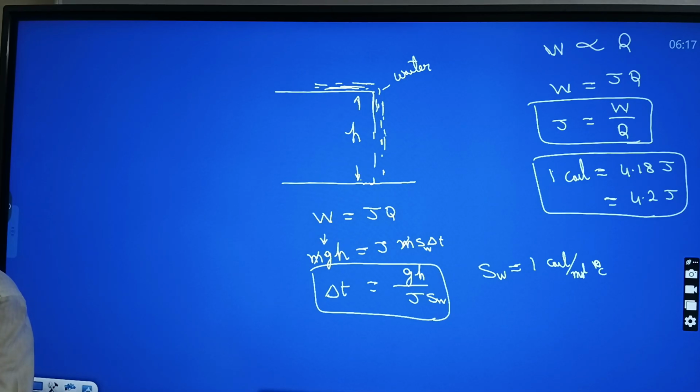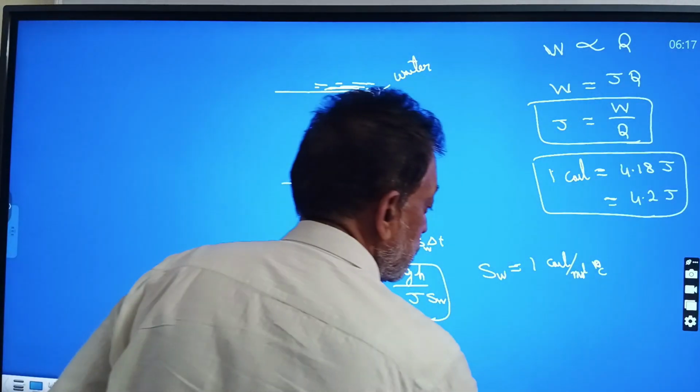On striking the target, full stop. By this, the heat and temperature of the bullet increases by delta T. Increases by delta T.